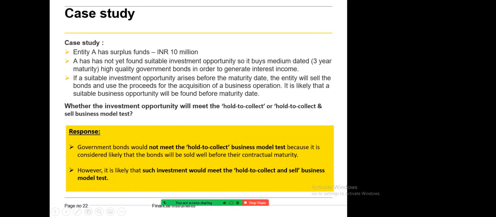So that means now we are saying that we have a bond and we are holding it, and we see that yes, we will have an opportunity to sell that asset and we will be getting a good amount against that bond.